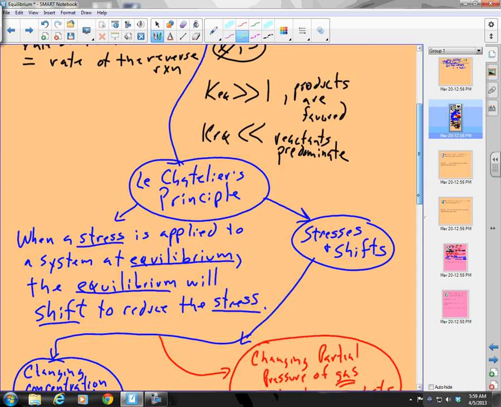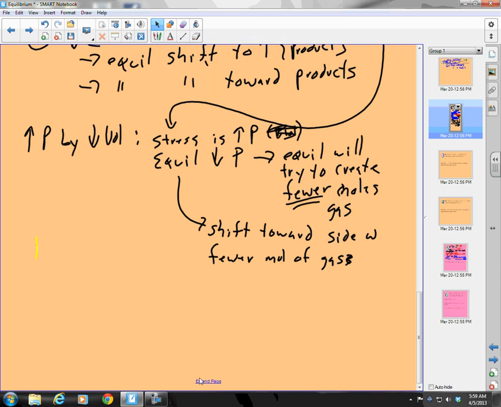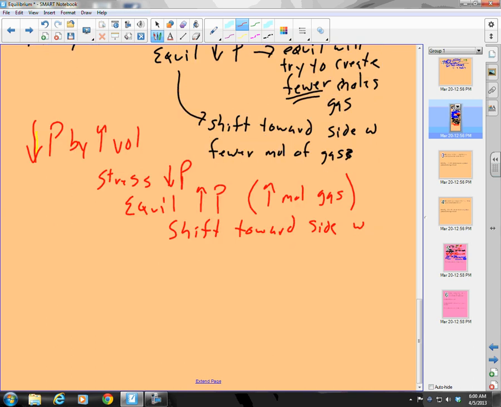Okay, what happens if we have the opposite effect? Magic, yellow. How did I get yellow? What happens if I decrease my pressure by increasing volume? Okay, so that's my stress. So the stress is a decrease in pressure. That means my equilibrium is going to want to do what? The equilibrium wants to increase pressure. How is it going to do that? By increasing moles of gas, right? And so it will shift toward the side with more moles of gas.